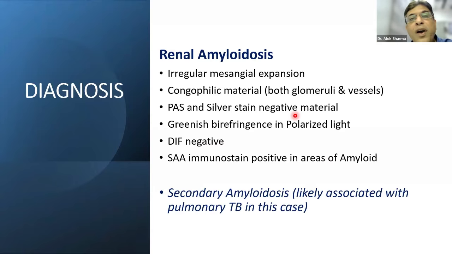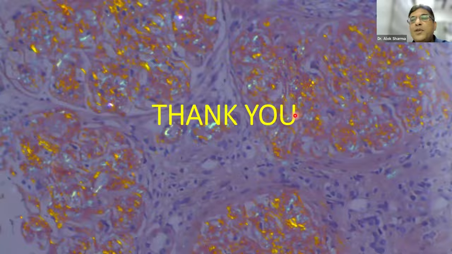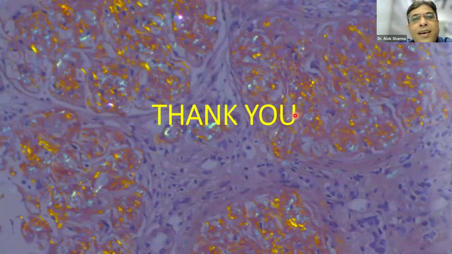So this is where we are right now, and we need to work with whatever is available to us. But yes, by doing an SAA and kappa and lambda in the given clinical context, you will probably solve at least 70% of cases of clinical amyloidosis. Thank you. So this is all I had to say, and questions are most welcome.